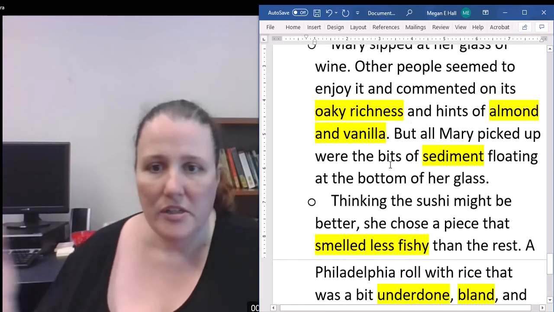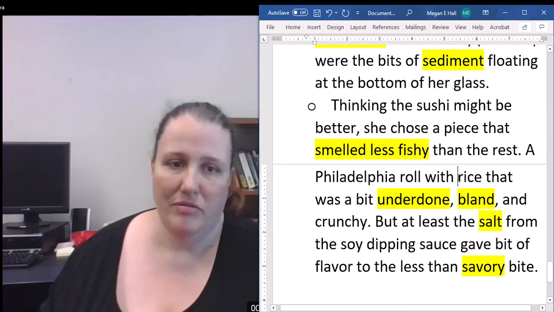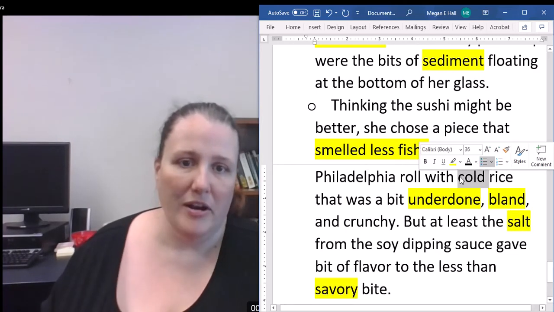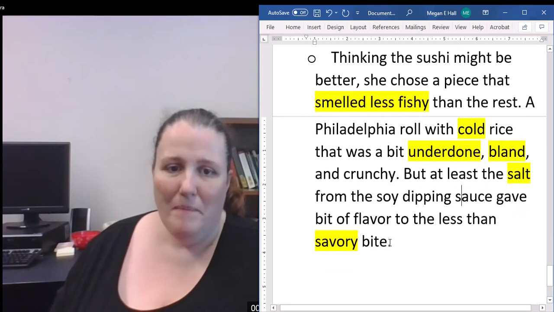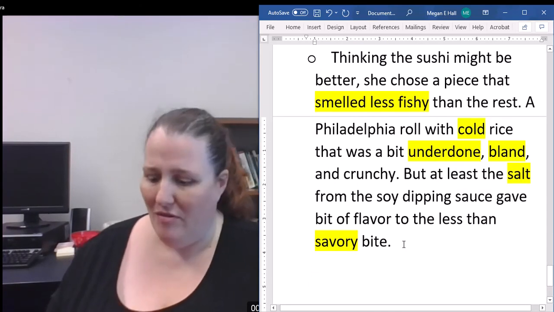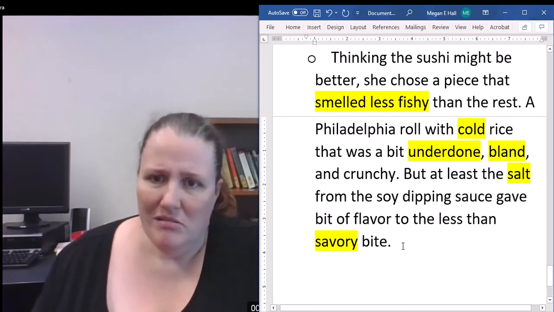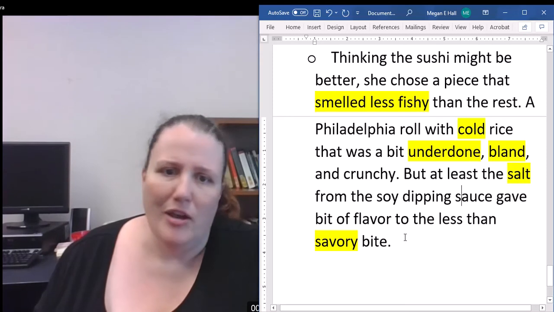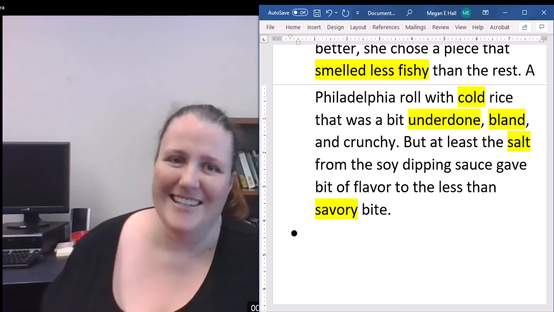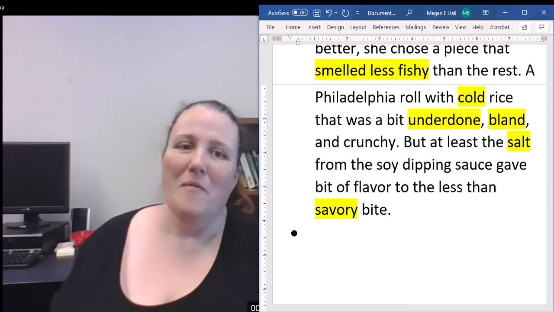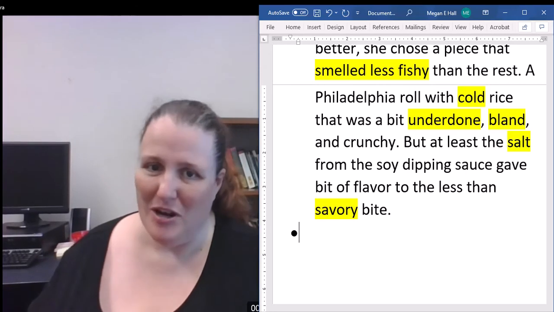I don't have hot and cold in here, but I certainly could. I could have, there we go, cold rice that's a bit underdone, bland and crunchy. I think a Philadelphia roll might have crab and cream cheese? I know it has cream cheese, that's why it's Philadelphia. Who's to say? At any rate, somebody watching this probably has a lot to say about it. So those are the things that you can add when you're thinking about gustatory imagery.